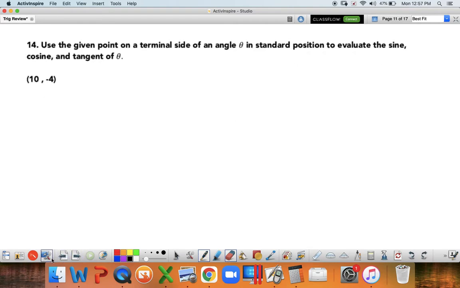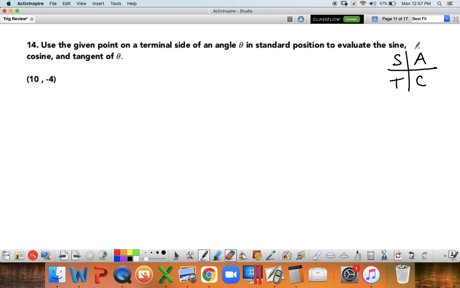All right, 14 and 15 are definitely the most challenging questions on this worksheet. We're going to do 14 together, and then I'm going to encourage you to try 15 on your own, and we might even go over it together in class when I get back together. So a couple things to remember. All Students Take Classes, if we kind of remember this.